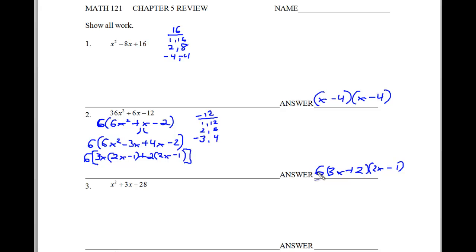If you didn't actually pull the 6 out in front, you would have a myriad of different answers here, with the 6 being distributed or a 3 and a 2 being distributed to either of these.